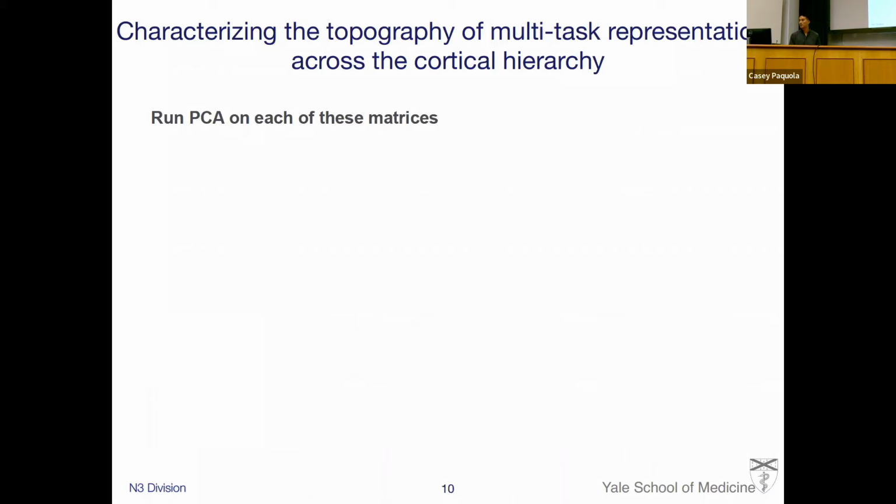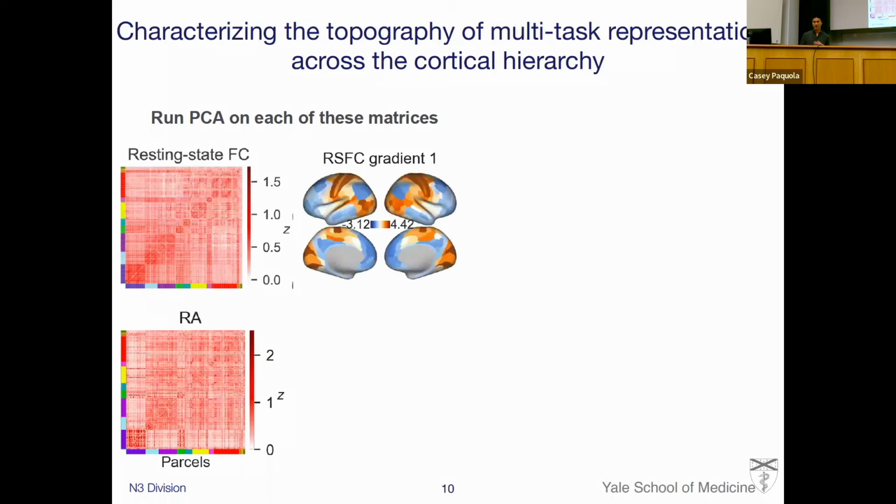Right, so the simplest thing we can do to characterize the topography of these representations or these matrices is just to run a PCA or a gradient analysis. If you extract the first PC of the resting state FC matrix, you get the canonical unimodal transmodal gradient by Margulies back in 2016, where you have sensory motor areas on one end of the axis and association areas on the other end of the axis.